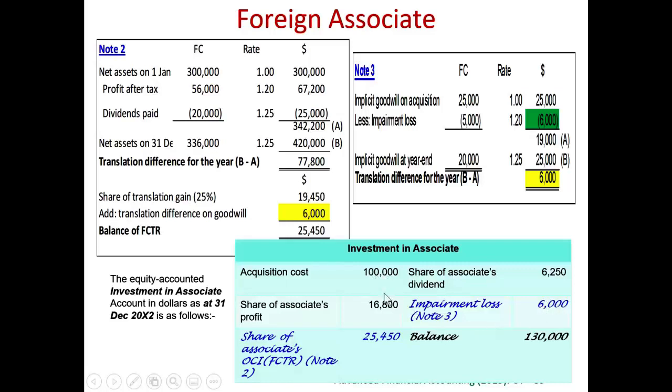Altogether, if we add them together, the balance should be 130,000. If the question did not ask anything otherwise, in your consolidated financial statements, the investment in associate should be recorded as $130,000.